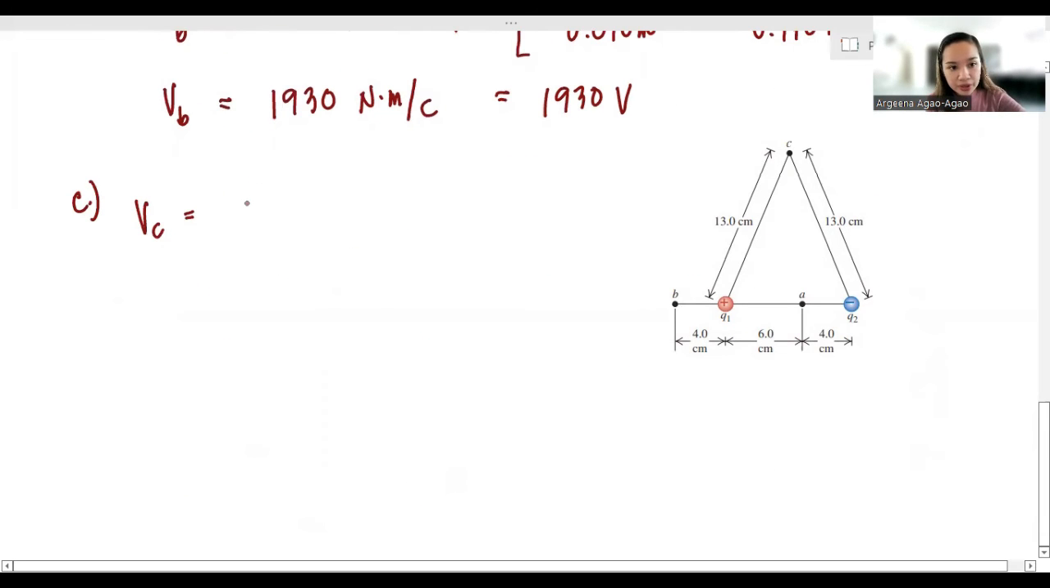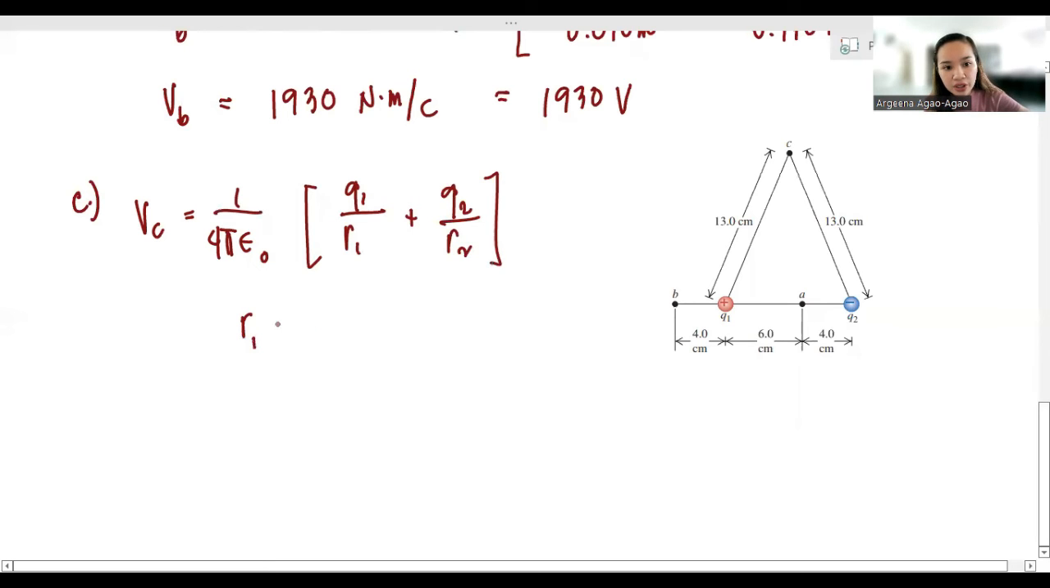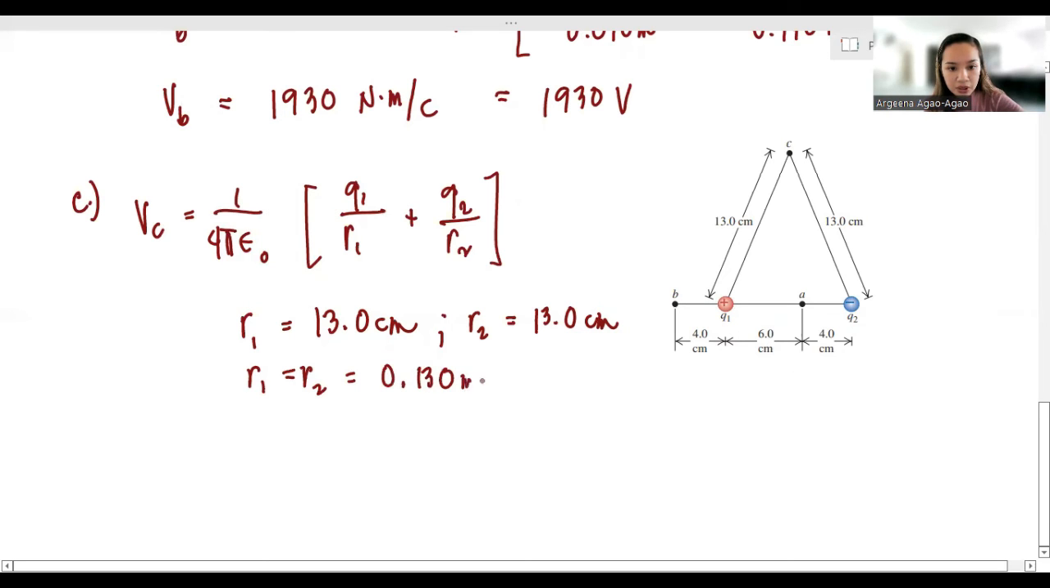Now what about for point C? At point C, we will still use the same formula, 1 over 4 pi epsilon naught times Q1 over R1 plus Q2 over R2. Now, in this case, our R1, or the distance of point C from charge Q1, is 13.0 cm. And then R2 is also 13.0 cm. So R1 is equal to R2, or in meters, converting this, you will have 0.130 meters.